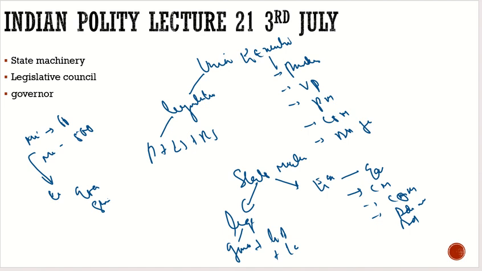In today's class we will discuss the legislative council, because it is very much different from the Rajya Sabha, and not every state has a legislative council. We will discuss the governor, because the governor is different from the president. The governor has certain discretionary powers which he enjoys. We will discuss the mercy powers of the governor.